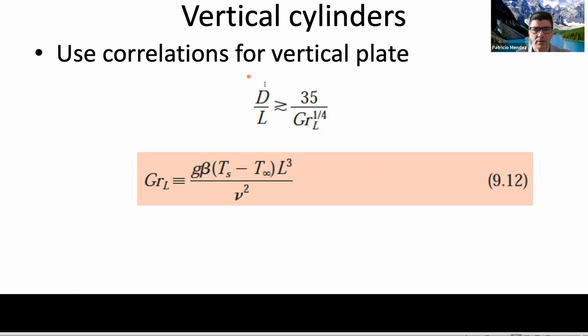So the criteria is thin compared to the diameter, right? The diameter has to be bigger than something. And here's the ratio. The diameter has to be 35 over Grashof of length to the 1/4, right? And with this criterion, we can discriminate if we have something that we can consider as just a wall and we're happy, or not. And if the answer is not, the book is not giving us a formula, and we would need to go to the scientific literature and find something.